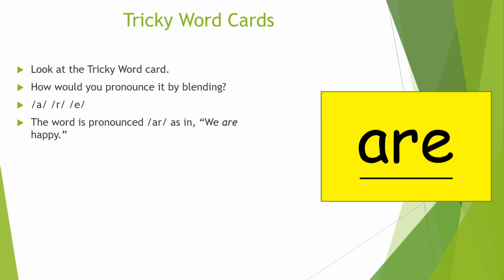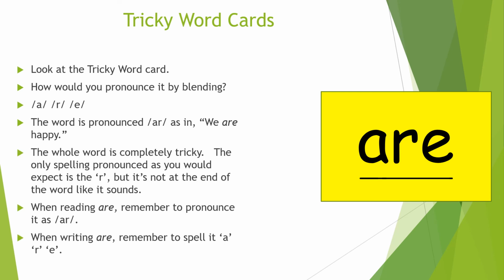This word does not play by the rules at all. This whole word is completely tricky. The only spelling pronounced as you would expect is the R. But it's not at the end of the word like it sounds. When we are reading the word are, remember to pronounce it as R. The letters A, R, E make the sound R. When we are writing are, remember to spell it A, R, E for R.